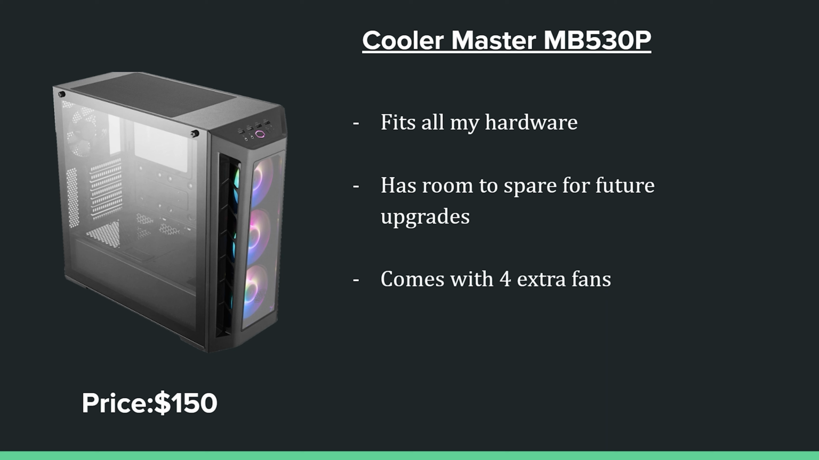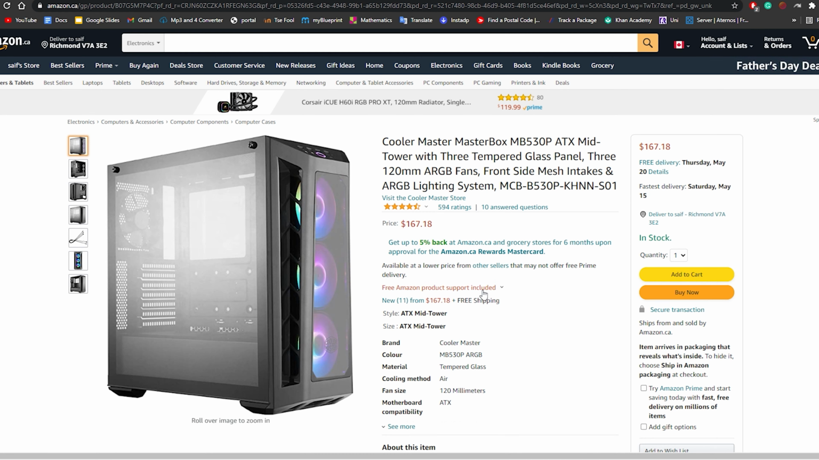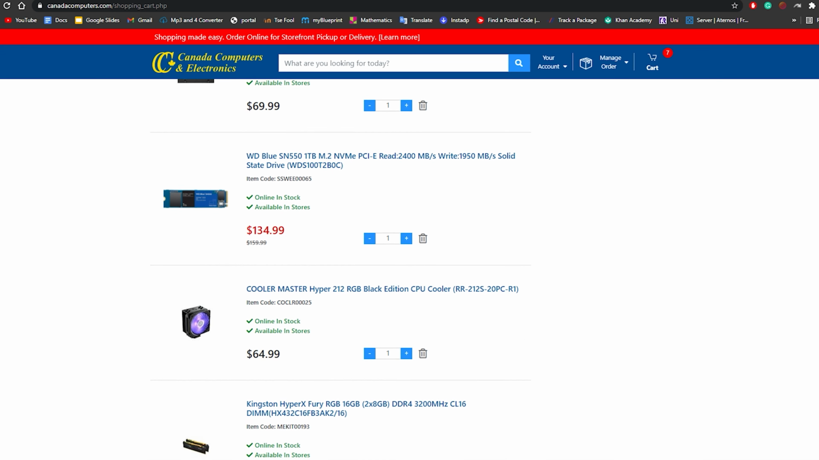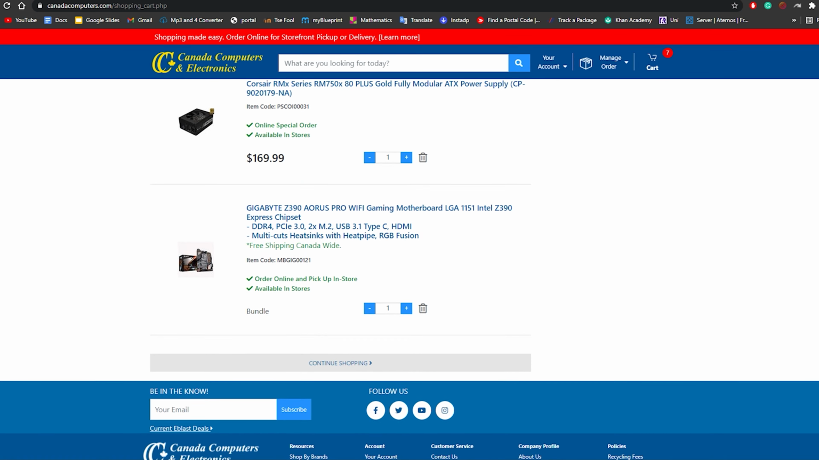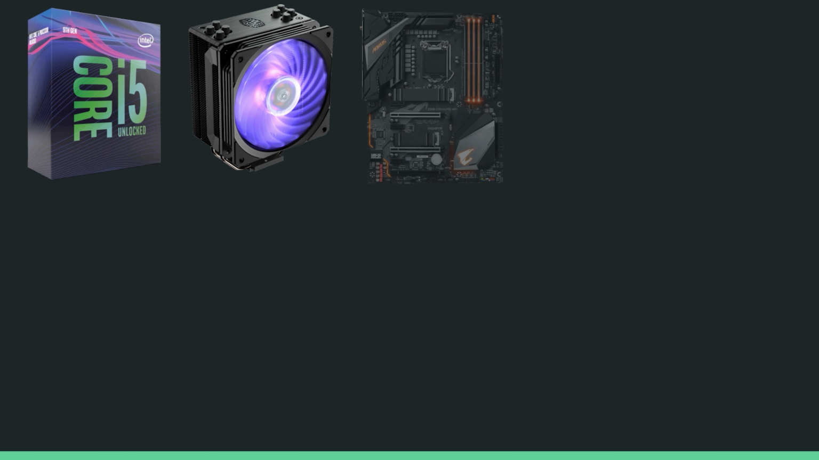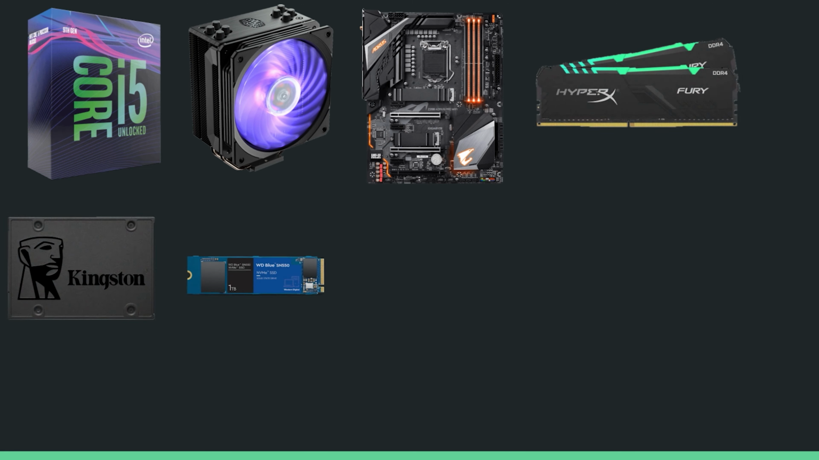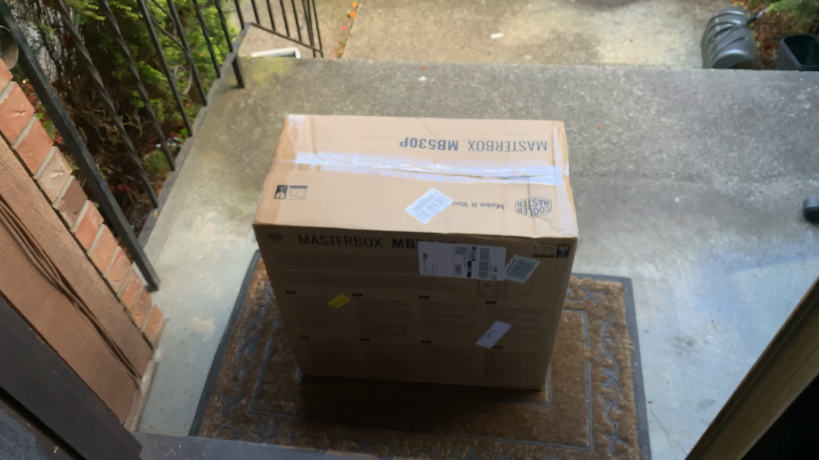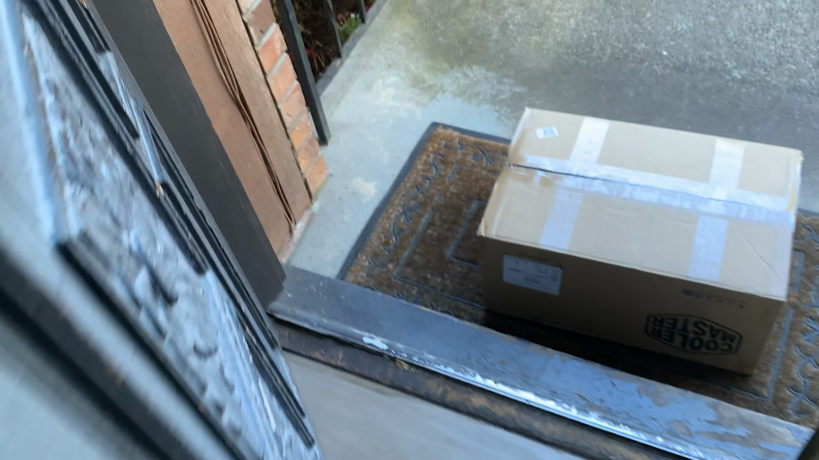Alright, now that I have chosen all the parts, it's time to order them. I am ordering the case over Amazon and the rest of the parts from a local store, Canada Computers, because they have the best prices I could find. In total, the price for this whole build is exactly $1,500 plus tax and shipping. I ordered all the parts, and in a few weeks, it all arrived. Now all that's left is to build it and see how it turns out.